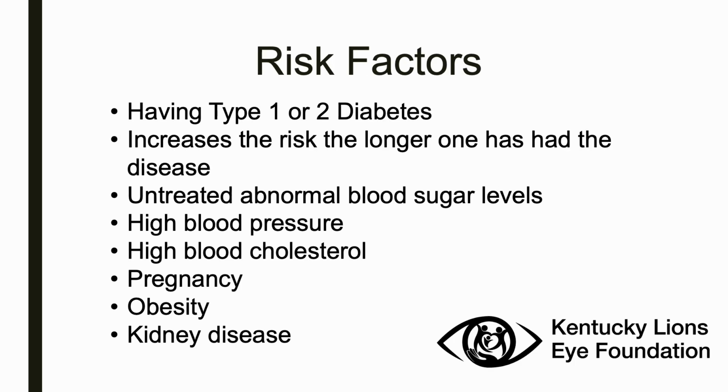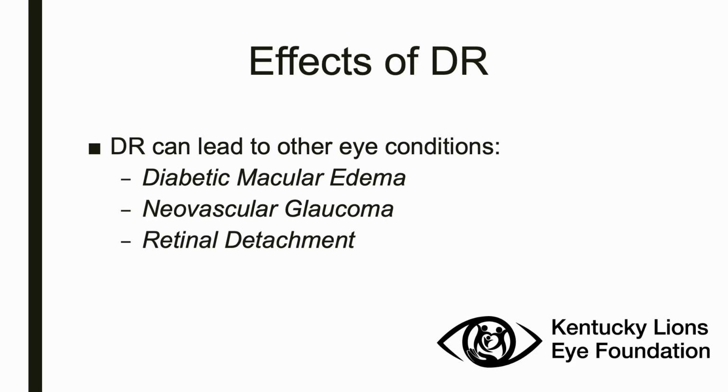Risk factors associated with diabetic retinopathy can include the following: having type 1 or type 2 diabetes, increasing the risk the longer one has had the disease, untreated abnormal blood sugar levels, high blood pressure, high blood cholesterol, being pregnant, being obese, and having kidney disease.